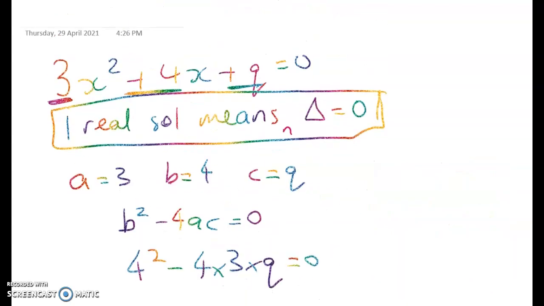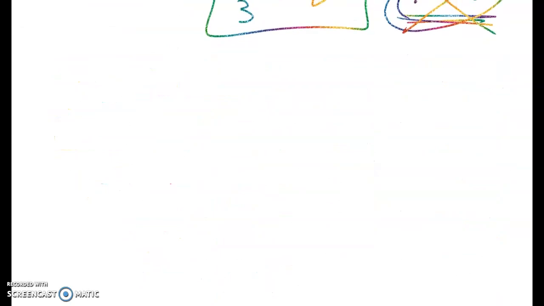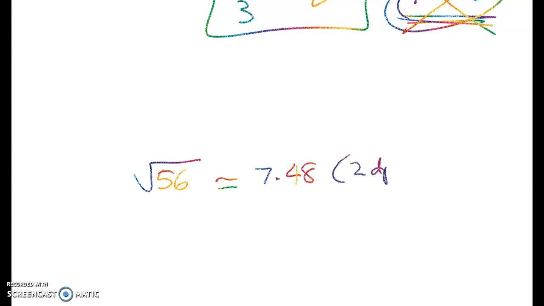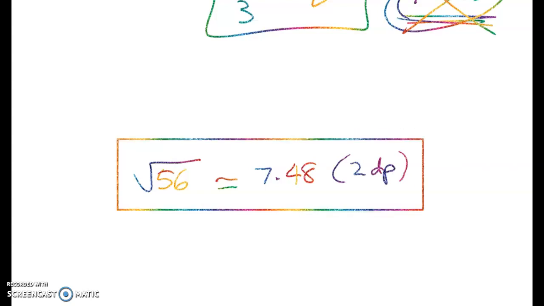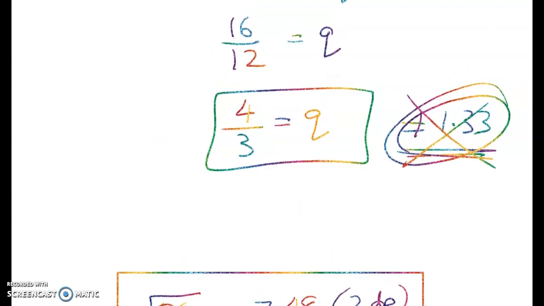In that first question, where we had the square root of 56, because that's an irrational number, it's acceptable to approximate that. So with that one, we could do this: 7.48 to 2 decimal places. The reason we treat those two things a little bit differently is that here 4/3 is a rational number. It's an exact fraction. We don't need to change it to a decimal approximation. So let's not do that.